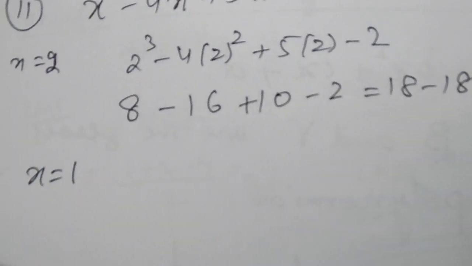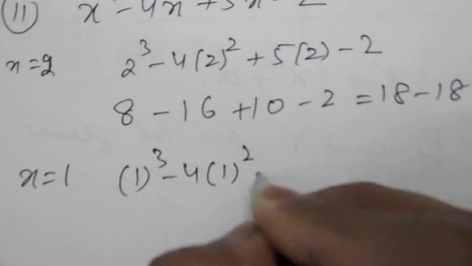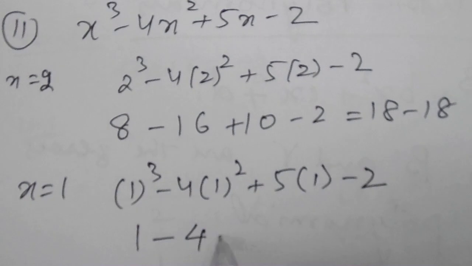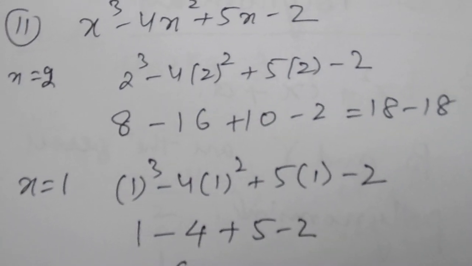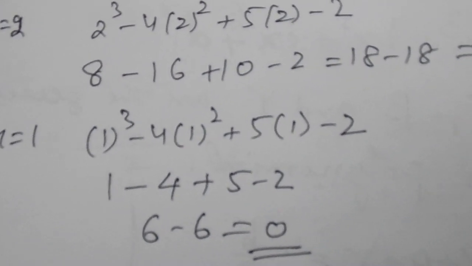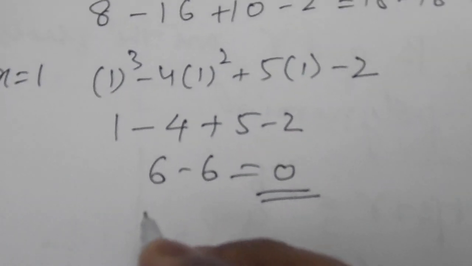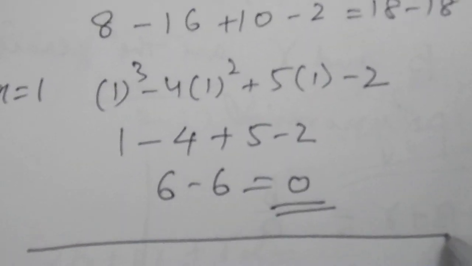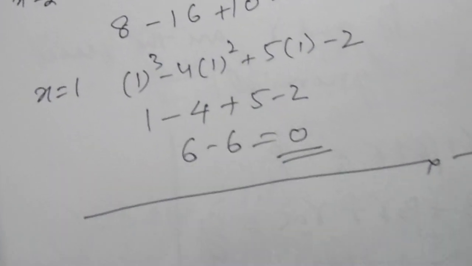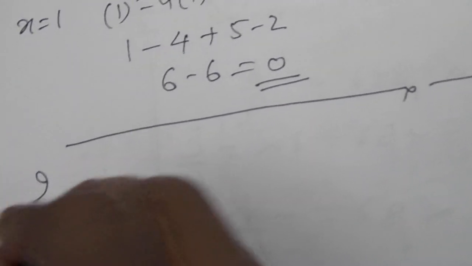Second one, x is equal to 1. Again put the value: 1 cube minus 4 into 1 square plus 5 into 1 minus 2. This gives us 1 minus 4 plus 5 minus 2, 6 minus 6, which is 0. So this also shows that this is also a zero of this polynomial. Verification for this, please try it yourself and you will be able to do the verification. The third zero is also given as 1 only, so we don't have to verify third time. It is obvious that it will also be a zero of this polynomial.